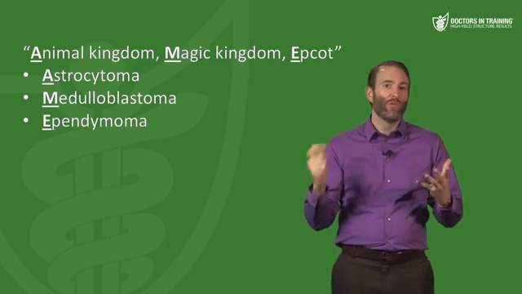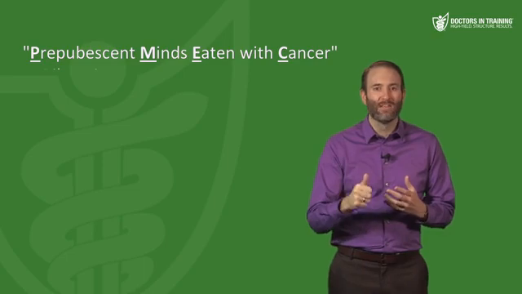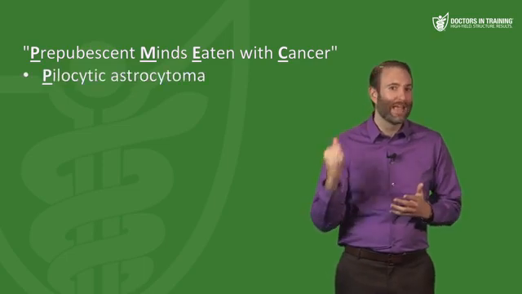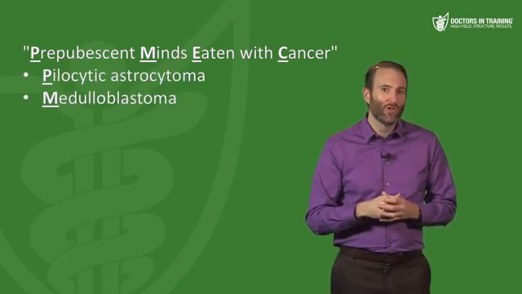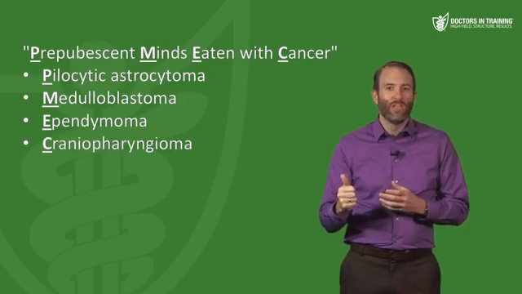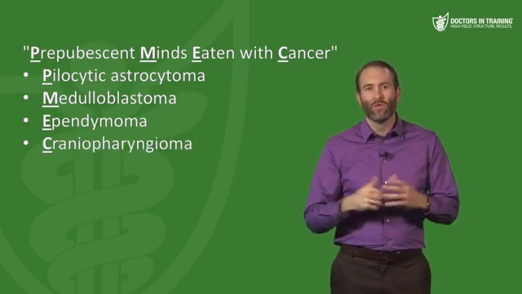And then we actually have another mnemonic that adds on our last one that I kind of like too. It's called prepubescent minds eaten with cancer. And that's going to stand for the pilocytic astrocytoma, the medulloblastoma, the ependymoma, and then the craniopharyngioma. So use either one of those. So the first one we're going to talk about is our pilocytic astrocytoma. This is the most common childhood primary brain tumor that we're going to see.